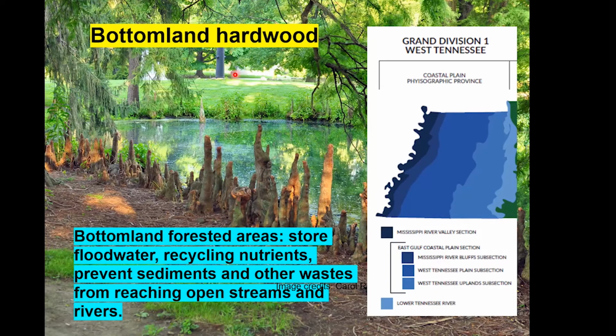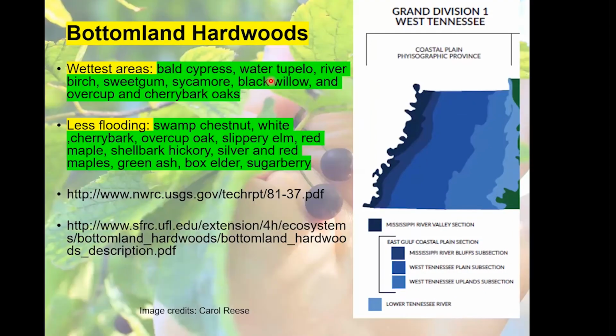So all these trees that are around these waterways do all these things to prevent erosion, not only land erosion, but nutrient erosion. Some of the bottom hardwoods they call in this area: in some of the wettest areas, you'll see that bald cypress. There's one called water tupelo, river birch, sweet gum, sycamore, black willow, overcup oaks, and cherry bark oaks.